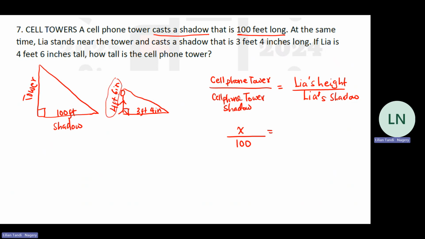Now, 100 feet. What do you notice about Leah's height? Leah's height has 2 units, so I want to change it into feet. How do I change inches into feet? I divide by 12. So 6 divided by 12 is 0.5, and then I add it to the 4. So Leah's height is 4 plus 0.5, which is 4.5 feet. Let's put the unit so that we don't confuse ourselves.